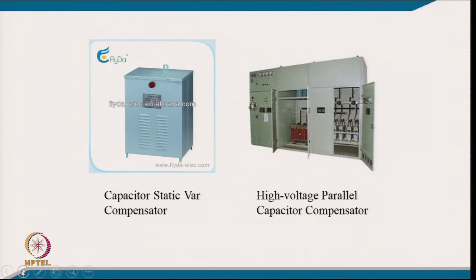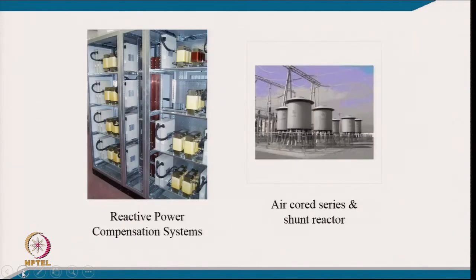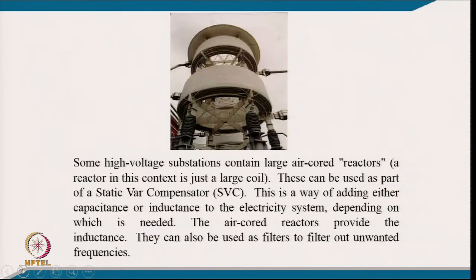You can see clearly in the photograph how a capacitor static VAR compensator and a high voltage parallel capacitor compensator look. Then there is a reactive power compensation system, and in the photographs on the left and right you can see air core series and shunt reactors used in very high voltage networks, like transmission systems. Some high voltage substations contain large air core reactors. A reactor in this context is just a large coil.